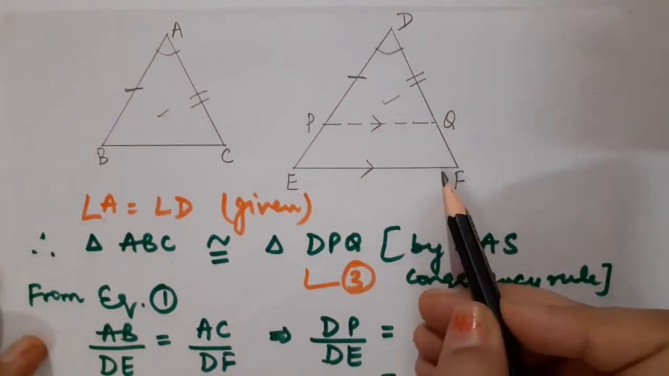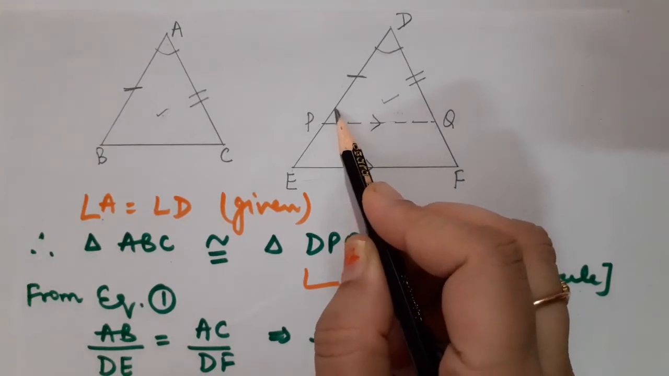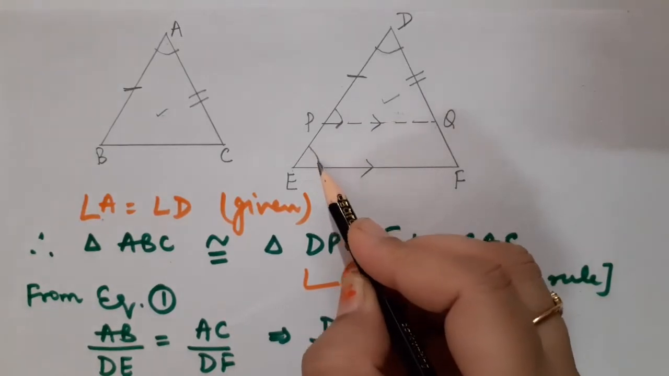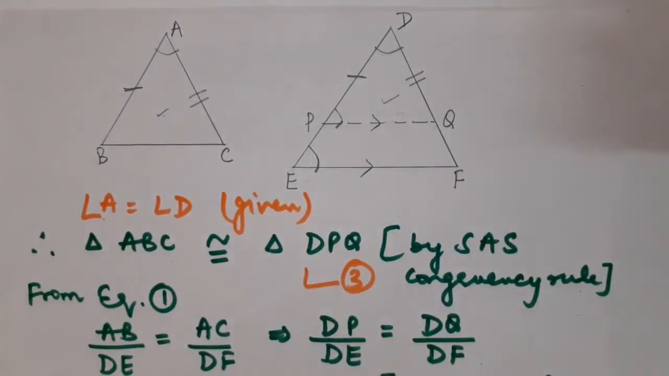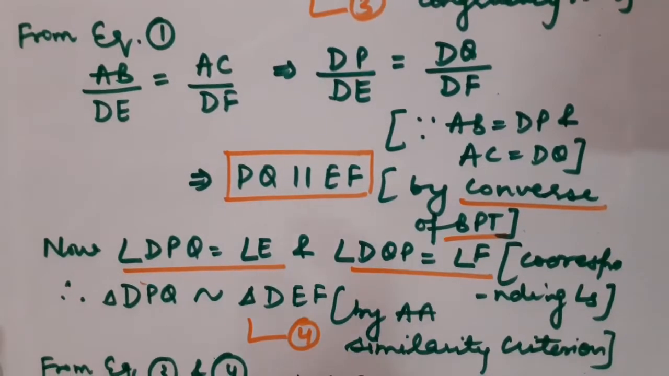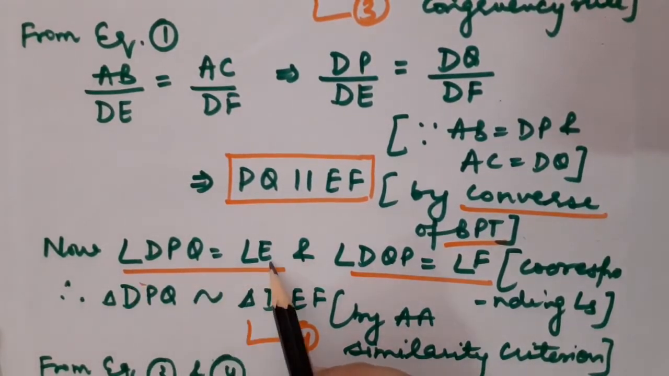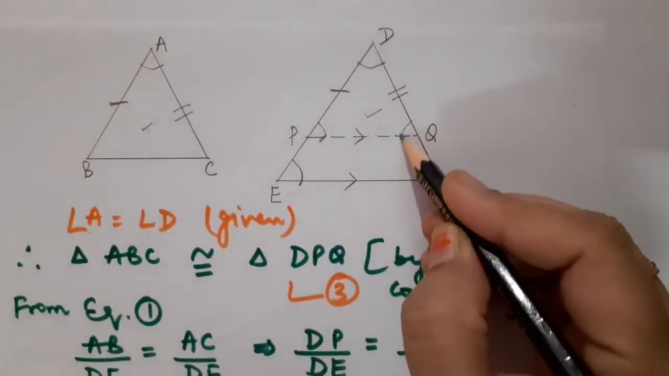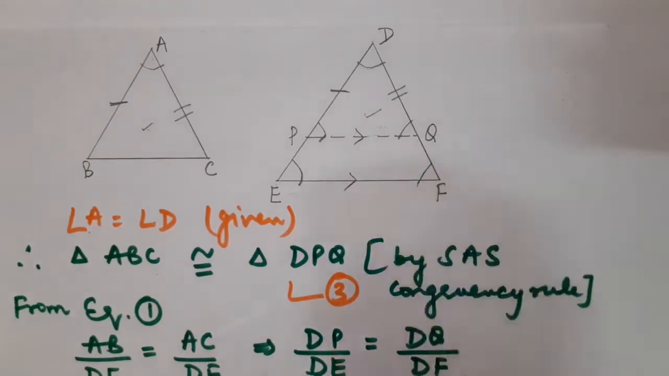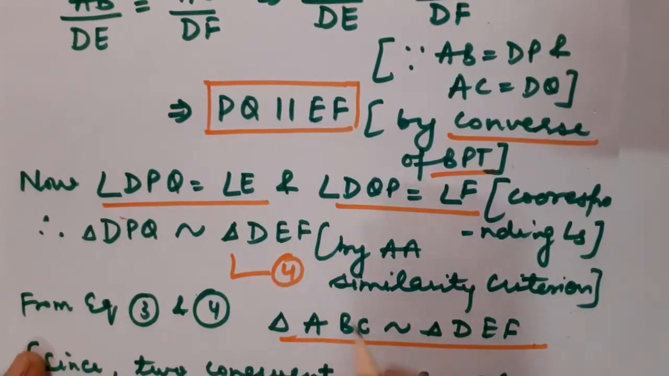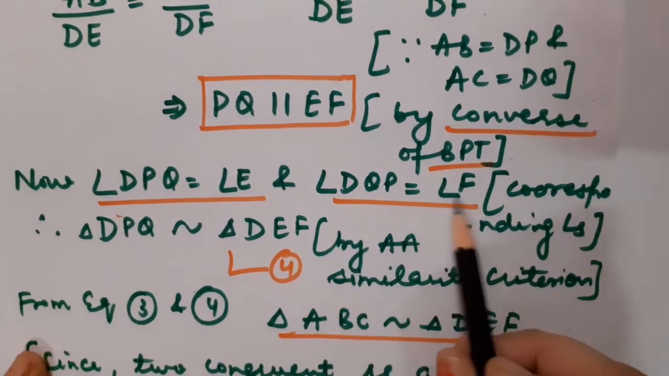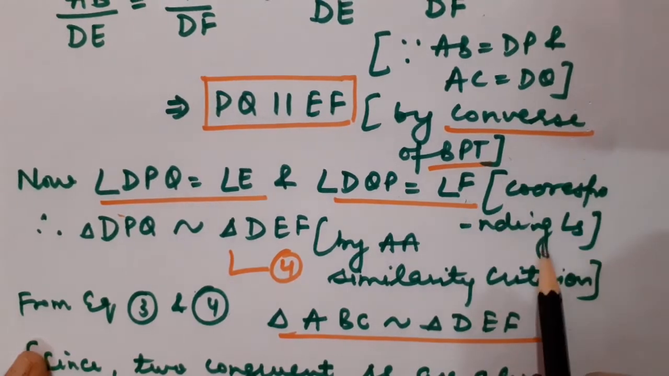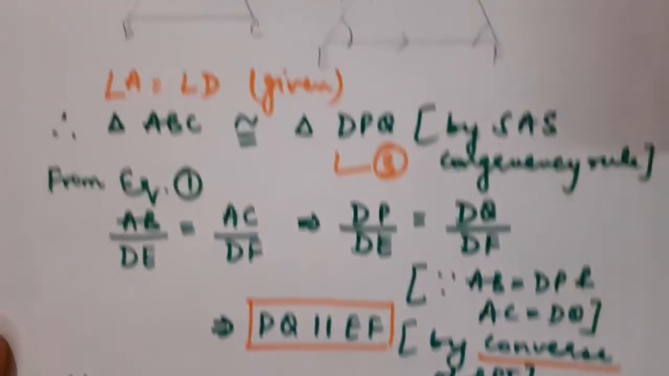Okay, now just tell me one thing. If PQ is parallel to EF, then can I write that this angle, that is angle DPQ, is equal to angle DEF? How? Because they both are corresponding angles. So here it is written, angle DPQ is equal to angle E. In the same manner, angle DQP must be equal to angle DFE, or you could directly write angle F also. They both are corresponding angles.